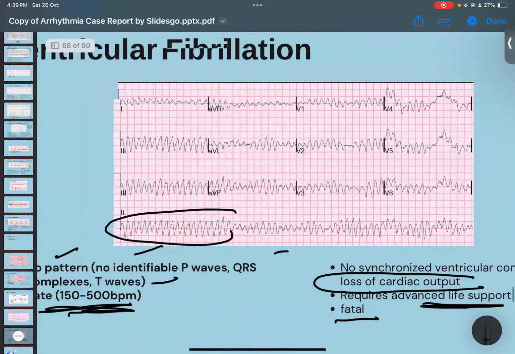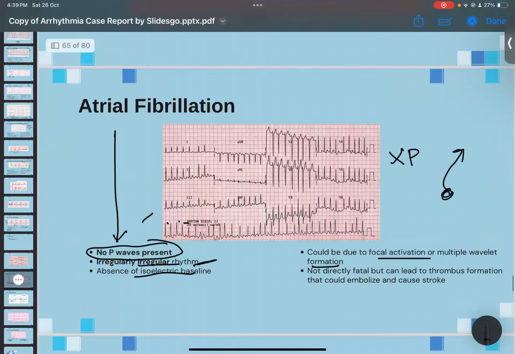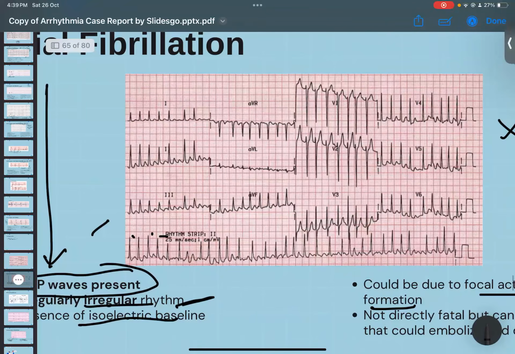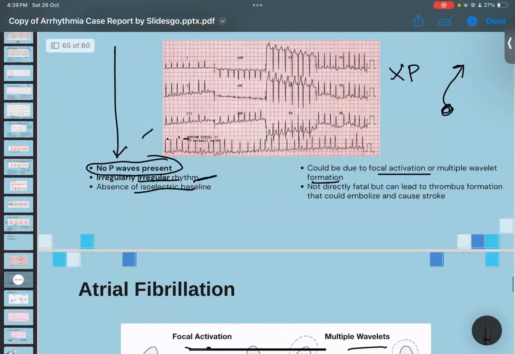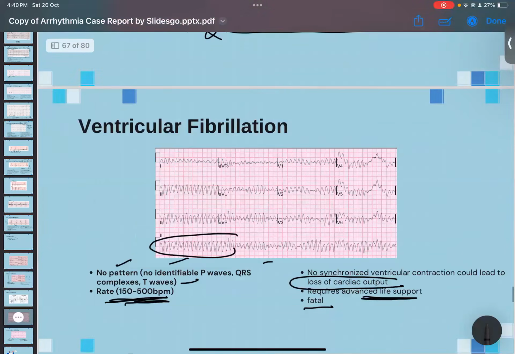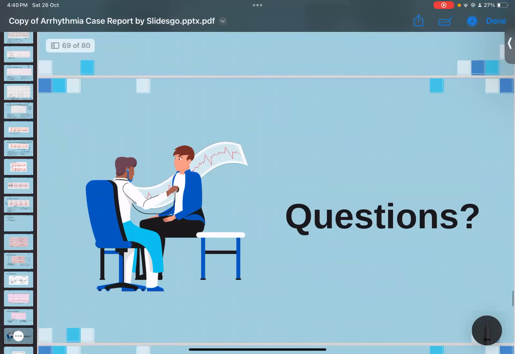So basically no appreciable pattern at all. And in atrial fibrillation, you will not be able to observe any P waves at all, okay? And in both these cases, you're going to see an irregular rhythm. That's about it. That concludes the ECG 1 and 2 lectures.